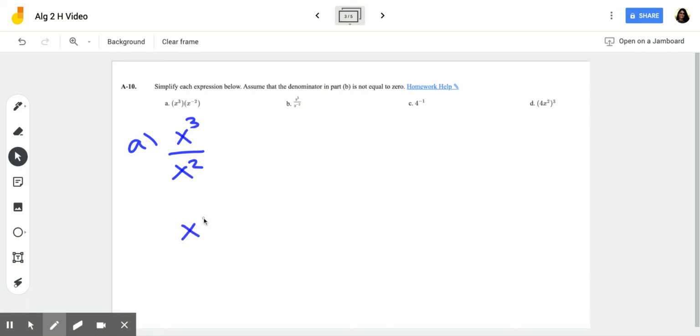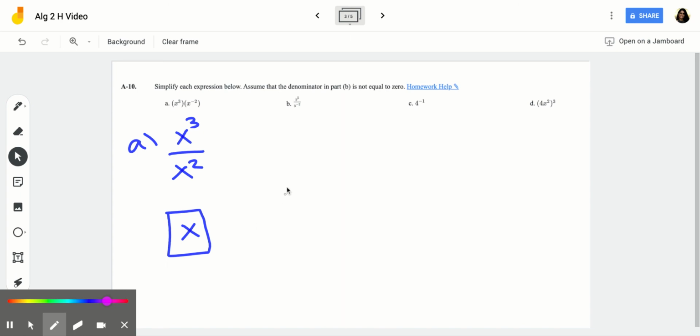There's more x's on top, x to the 1. You don't really need that little 1 right there. So my final answer is just x. Could you have just done 3 plus a -2 makes x to the 1? Absolutely. So you could have either used the product rule, where you add the exponents, or the quotient rule and the negative exponent. Okay, let's go to B.